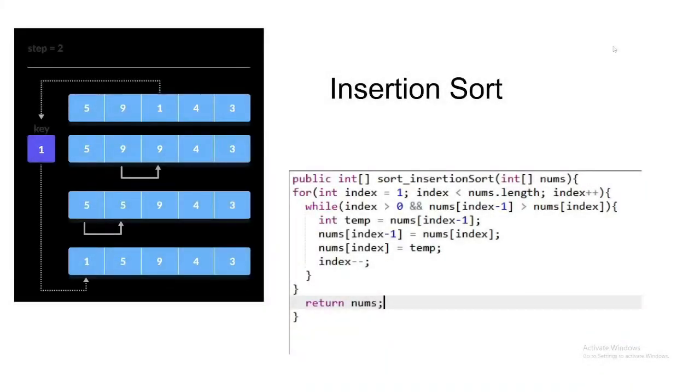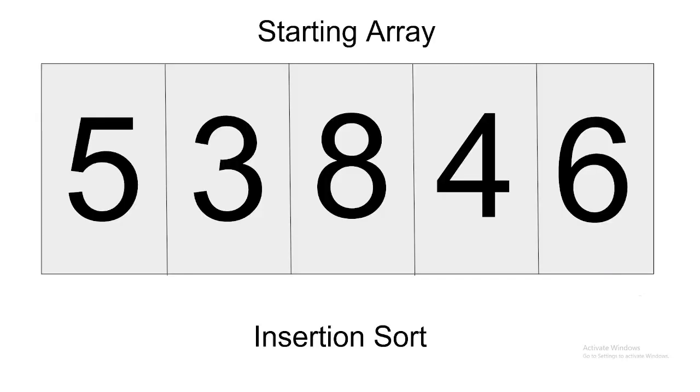Next, we're going to do insertion sort. Insertion sort is probably the fastest of the three algorithms you need to learn in AP. What it does is grab an element and drag it backwards until it fits into the sorted array. So we're going to start with an array of 5, 3, 8, 4, 6 again. 5 is already sorted.